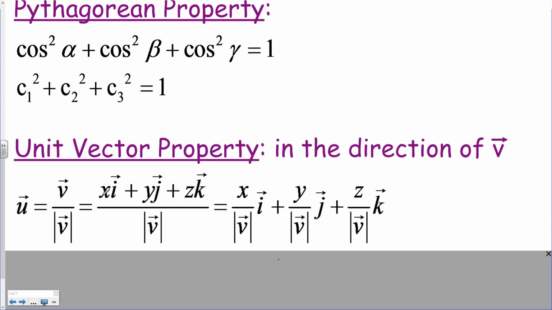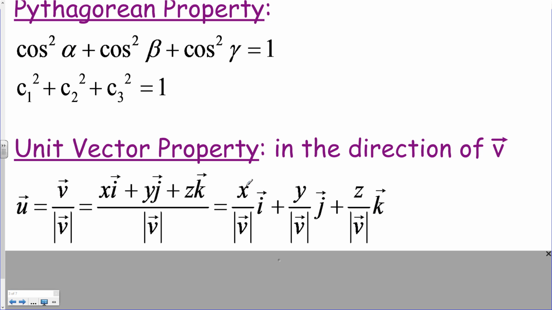And you could split this up. You could take each of these terms in the numerator and divide it by that denominator. So I could write this as x over the magnitude of v. Those are both scalar quantities, so we put that as some scalar times i. And do the same thing for y over the magnitude of vector v times j. And finally do the same thing for z over the magnitude of vector v times k.